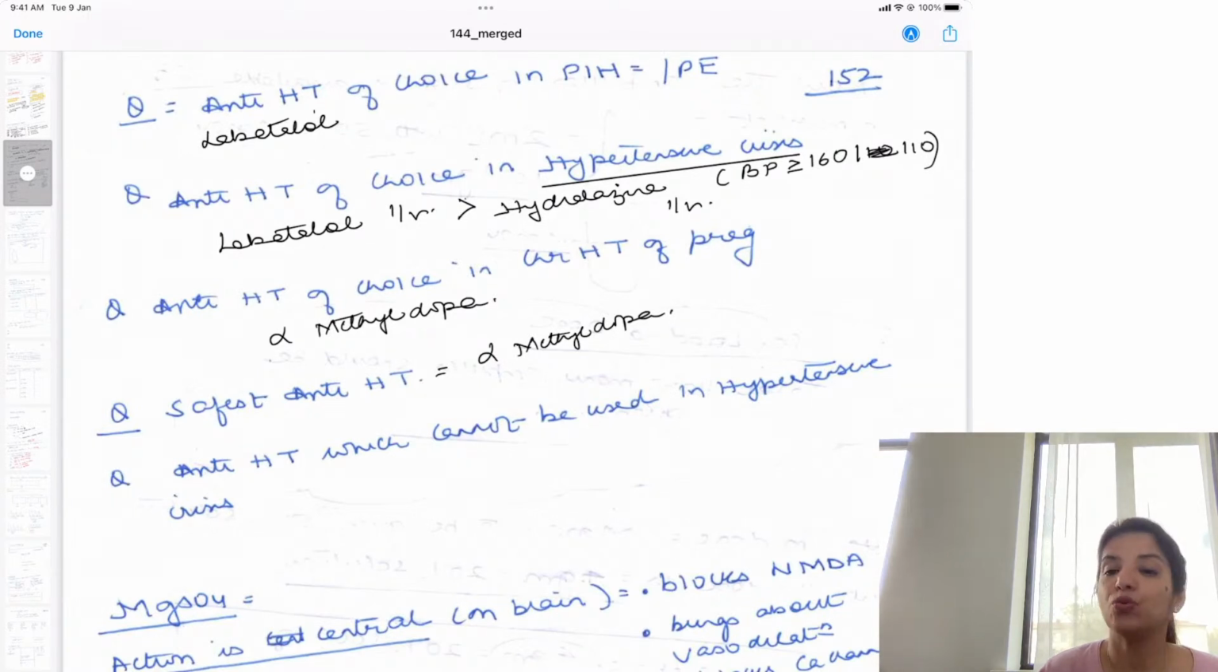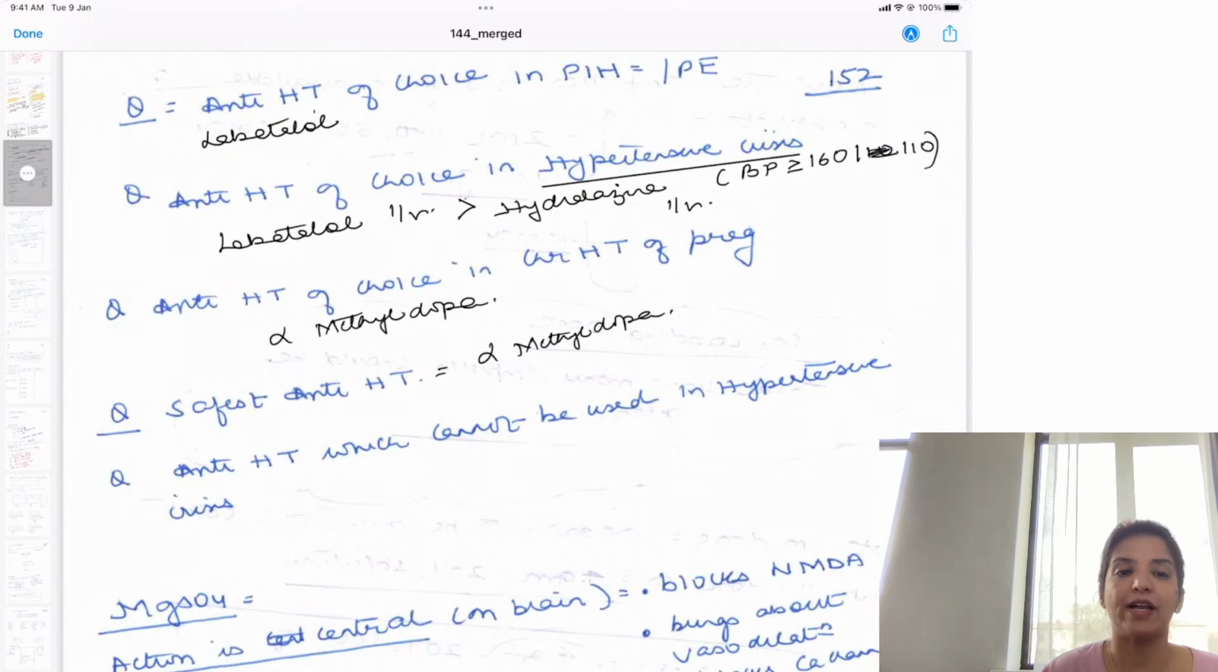Shailesh, are you a NEET PG student or FMG? If you are a NEET PG student, you need doses. In FMG, they are not going to ask you doses of labetalol. Okay?